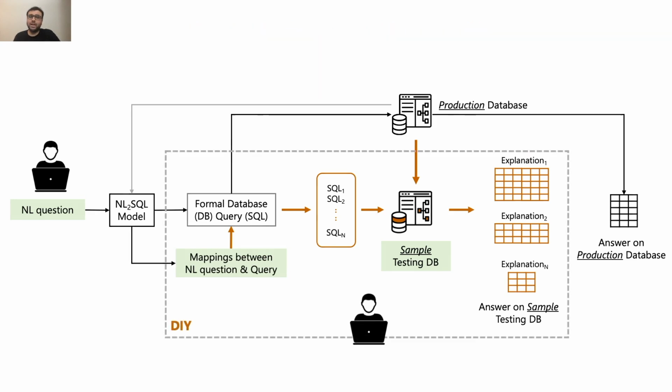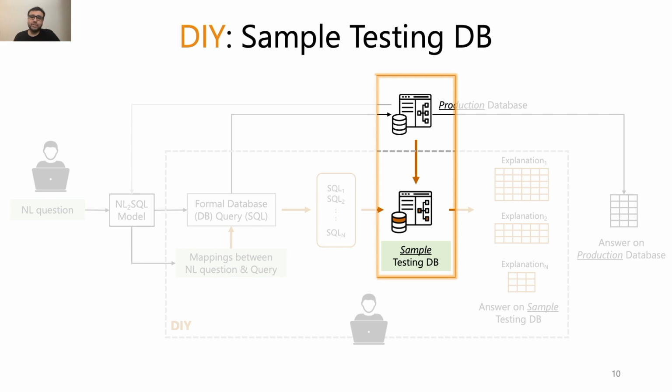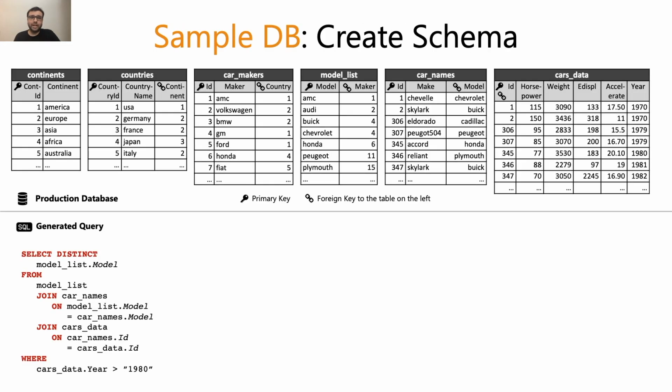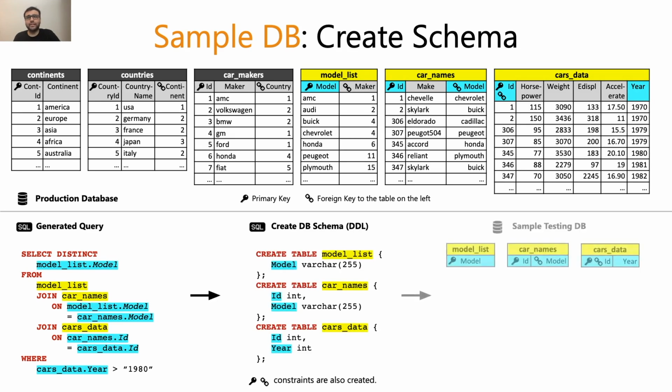Now, let us understand how the sample database is created. DIY first identifies the table names referenced in the SQL from and join clauses. Then, it identifies the referenced column names and together creates the schema.